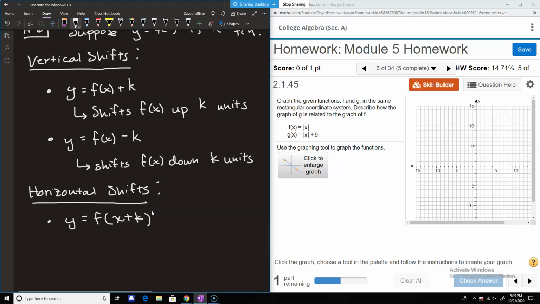Now, if you look at f of x plus k, what number would you have to plug in for x to make the inside there 0? You would have to make x negative k, right? Negative k plus k comes out to 0. And where is negative k on the graph? That's to the left. So because you have to plug in something negative to get that same input of 0, it actually goes to the left. It's a little bit backwards of what we think, but it's kind of more concrete if you think about the actual numbers. So this shifts f of x left k units.